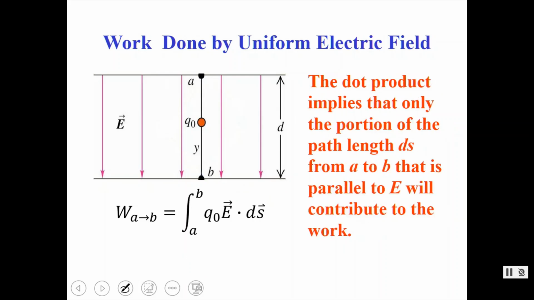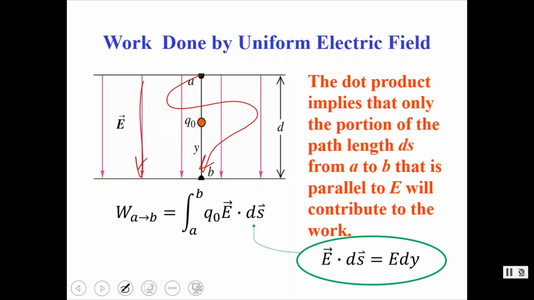And we want only the portion of the path. Even if I do something crazy like this, only the portions of that path length that are actually parallel to my electric field E matter. So I don't actually need the dot product if I consider only the portion that's parallel. If we do take that dot product, then essentially that's going to equal E dy.